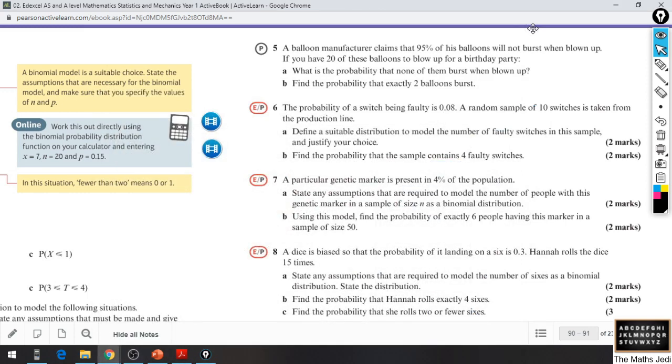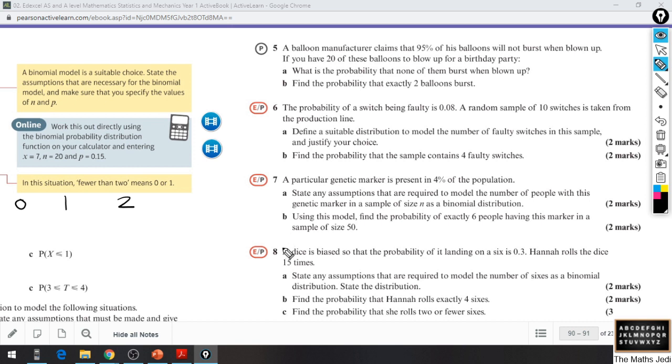The last question says find the probability that it rolls 2 or fewer 6s. So that's something we're going to have to do carefully. So the chance of 2 or fewer 6s will be the chance of getting 0, and the chance of getting 1, and the chance of getting 2, because it's 2 or fewer. Don't forget the 0, that's the one that everyone forgets. We need to work out the chance of getting 0. So what's the chance of getting 0?